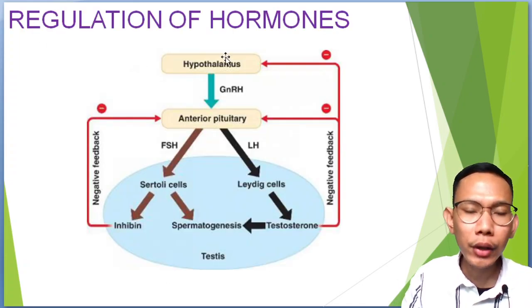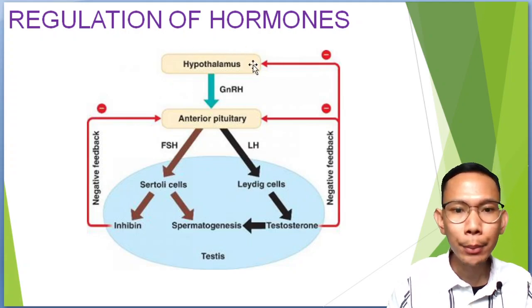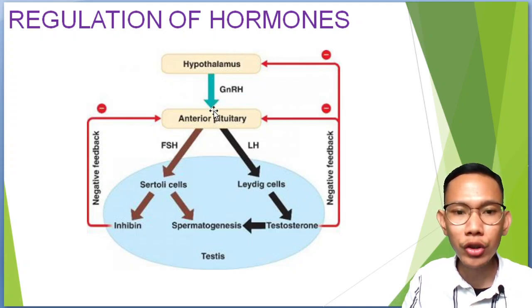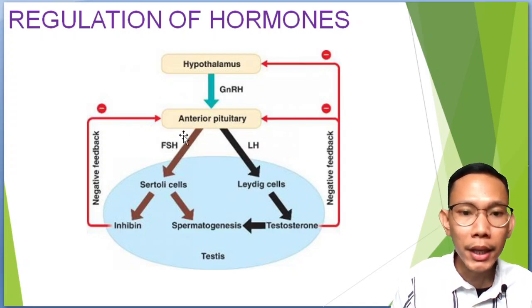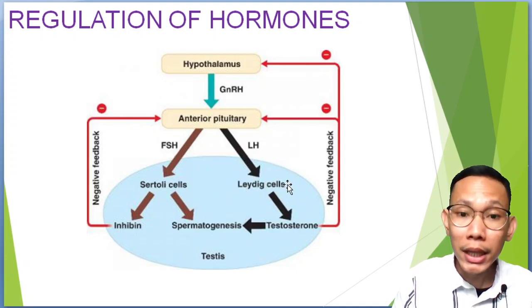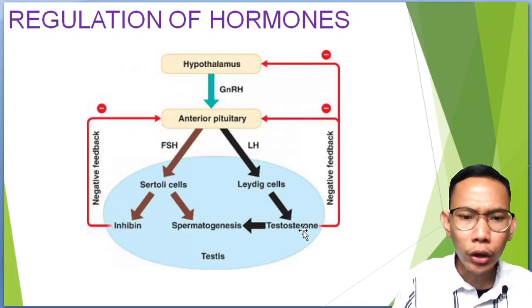So how do we regulate this hormone? So again, hypothalamus will secrete your GnRH to your anterior pituitary. Your FSH and LH will be stimulated. Your FSH will go to your Sertoli to produce your inhibin and for spermatogenesis. Your Leydig cells will also be stimulated by your LH to produce your testosterone. Your testosterone is also useful for your spermatogenesis. This happens in your testes.